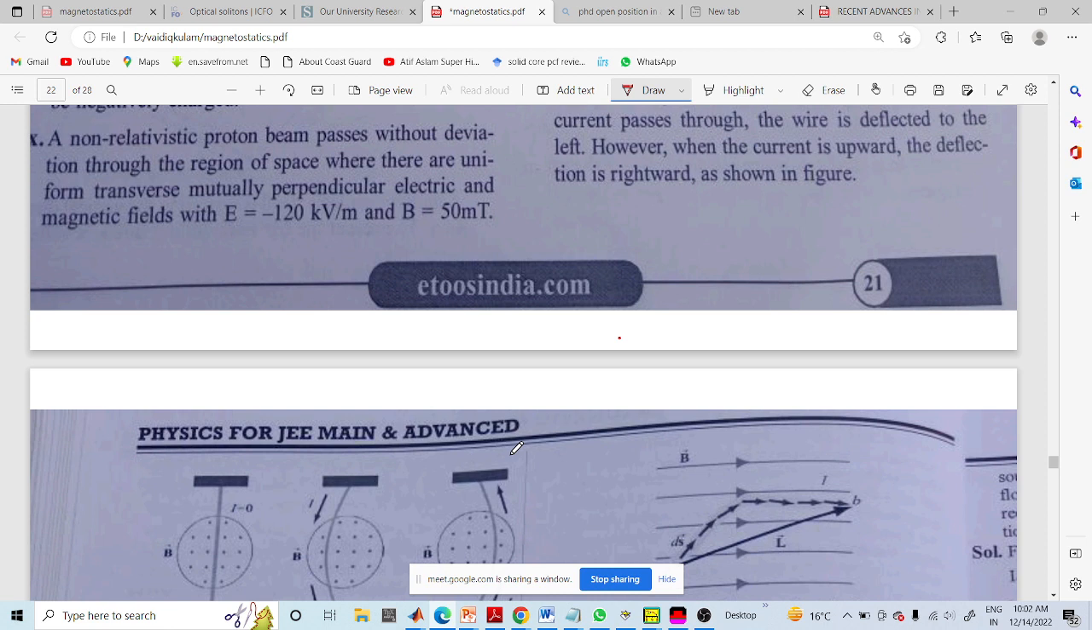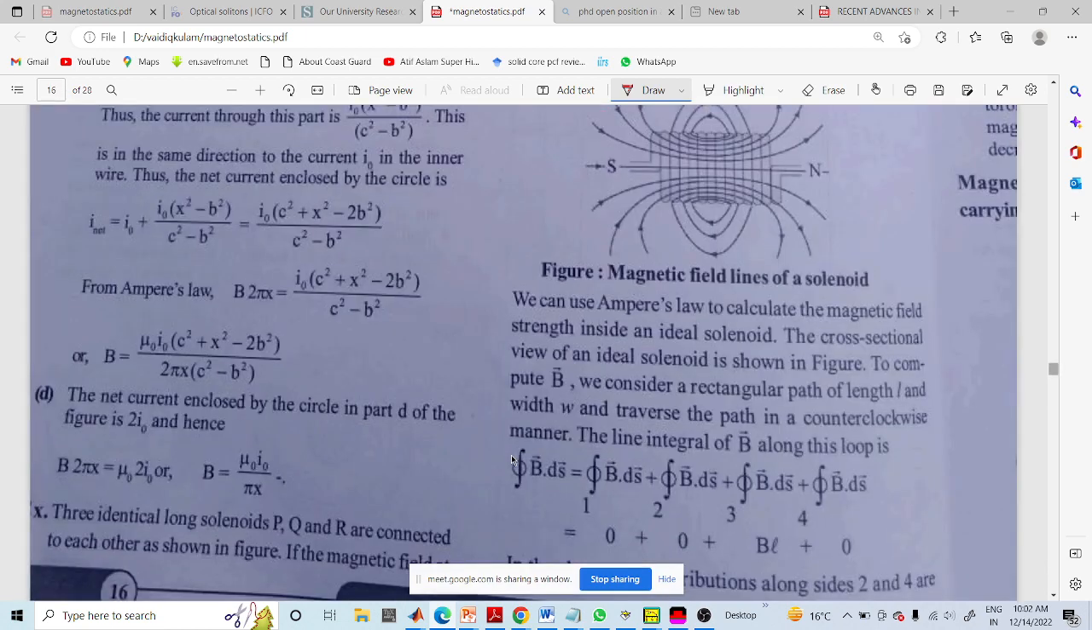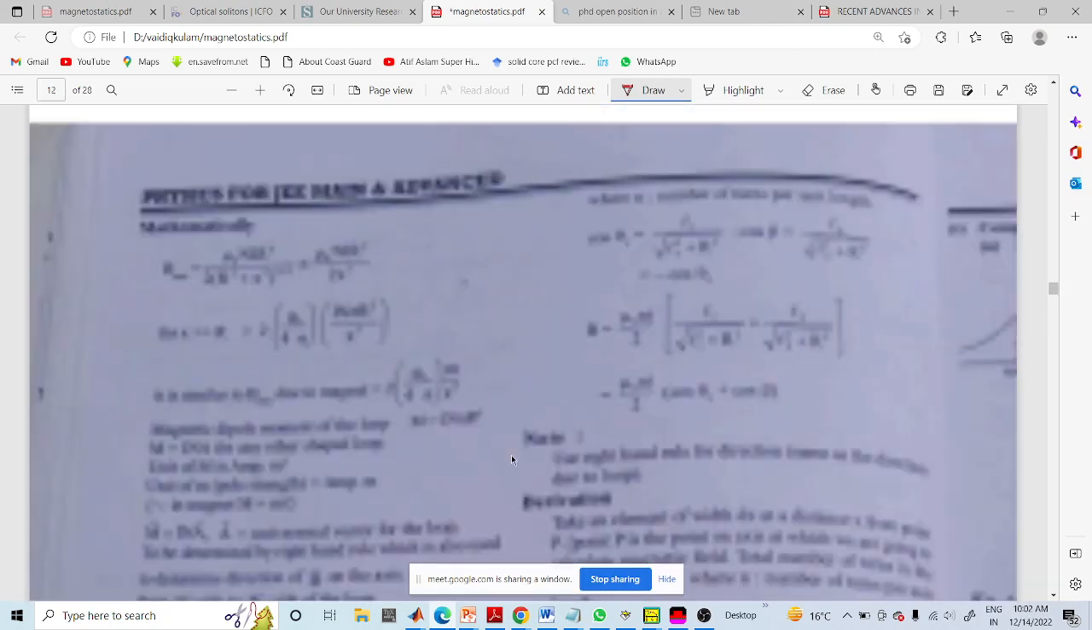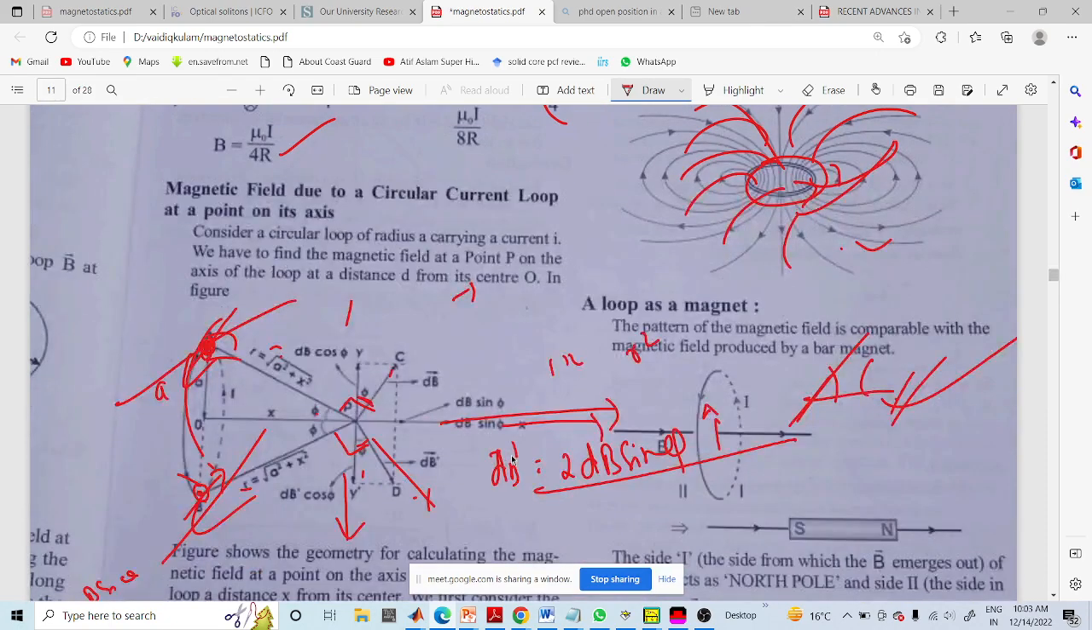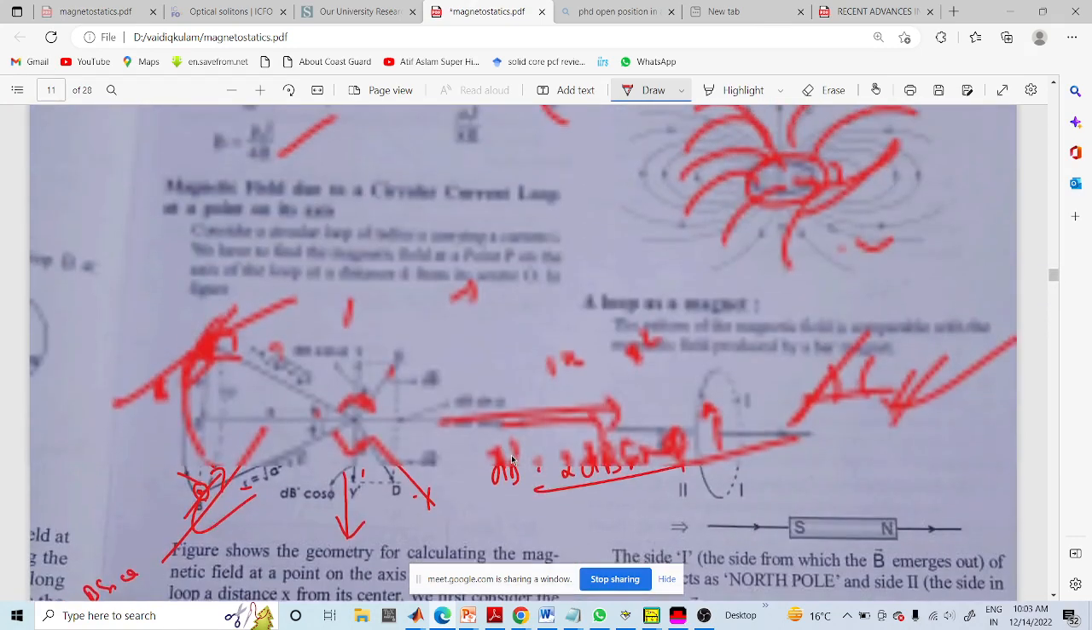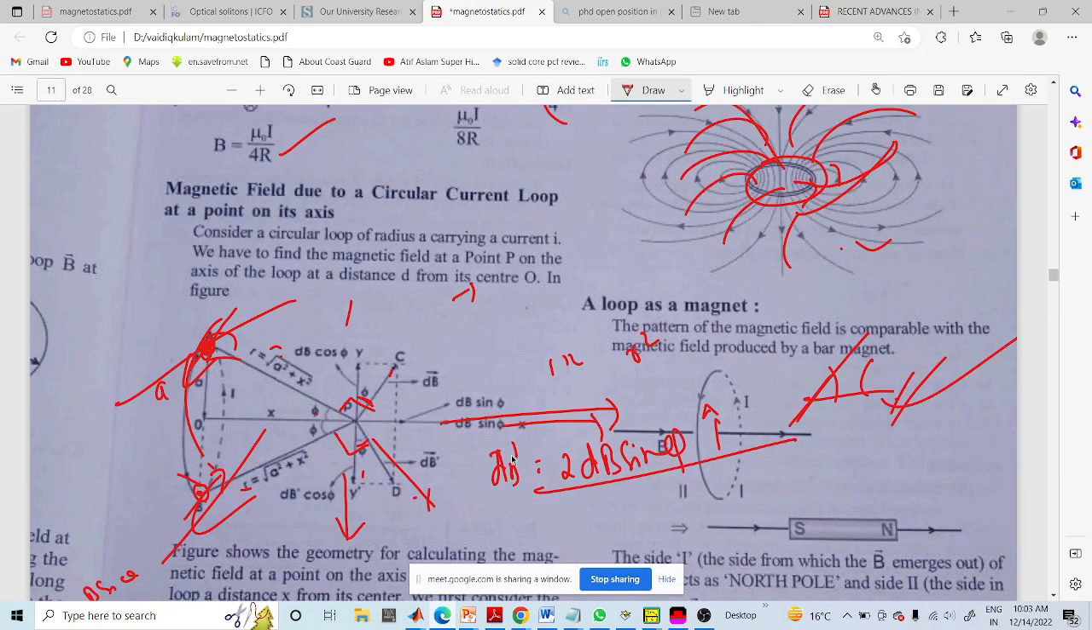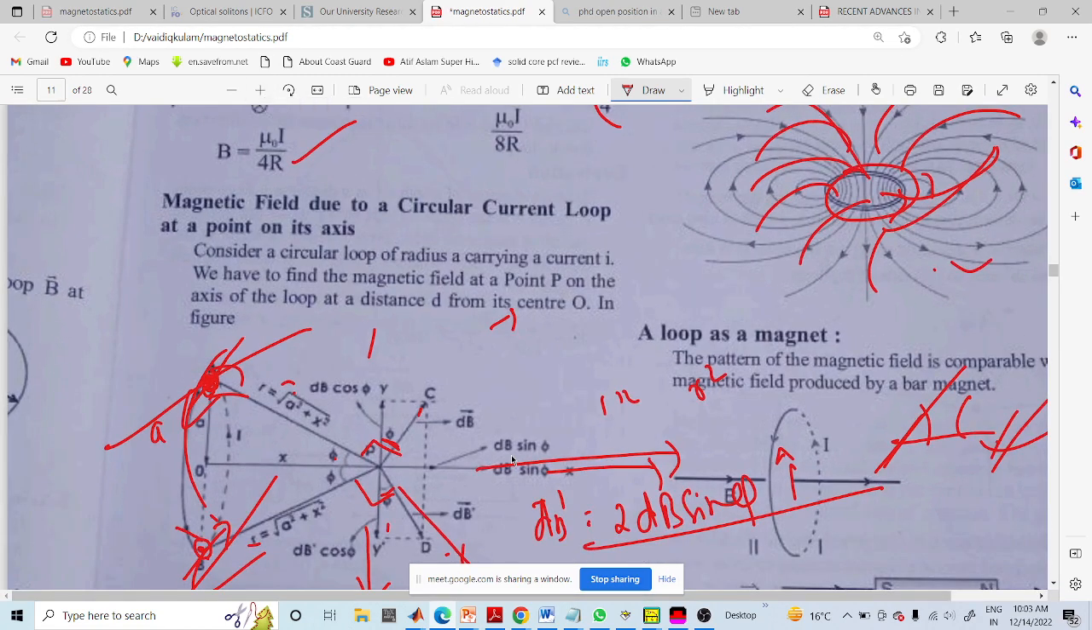Notes, right? So once again, welcome all of you to our session. Till now, whatever we have covered, today our class will start from this section, and that is about a loop as a magnet, right? A loop as a magnet.